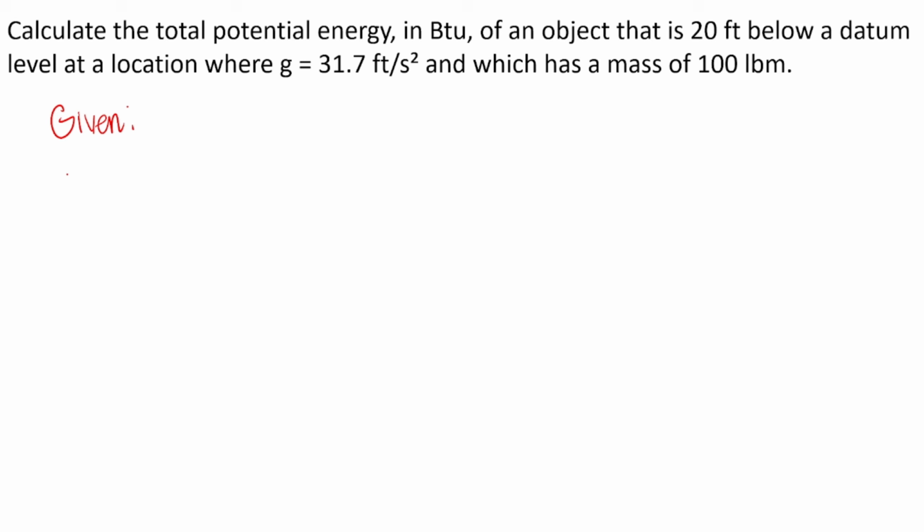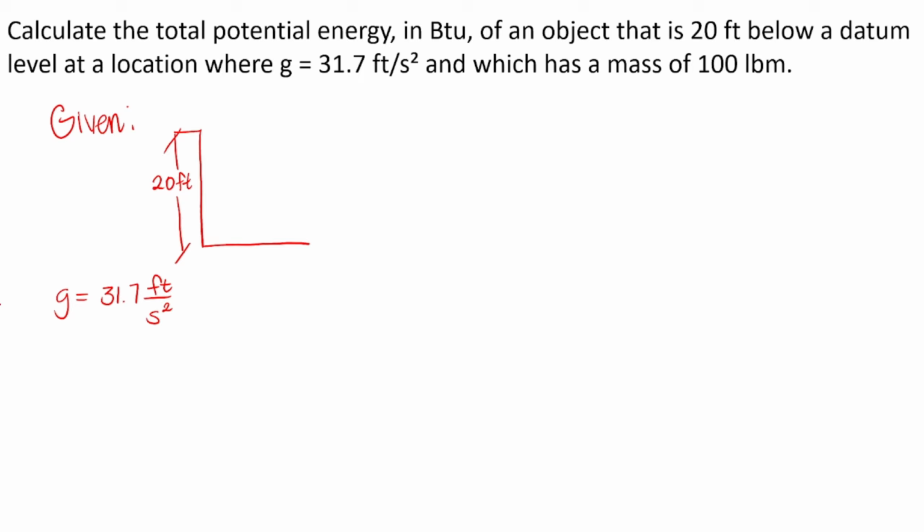Given sa atin is yung elevation. Pag sinabi nating datum, this is just a reference point. A reference point, yeah. So, let's draw it again para mas ma-visualize natin. Ang energy present again dito, since elevation is involved, is potential energy. So, we have here 20 feet yung elevation natin from this point up to this point. And the gravitational acceleration is given. Hindi siya yung standard gravitational acceleration na ginagamit natin. So, G is equal to 31.7 feet per second squared.